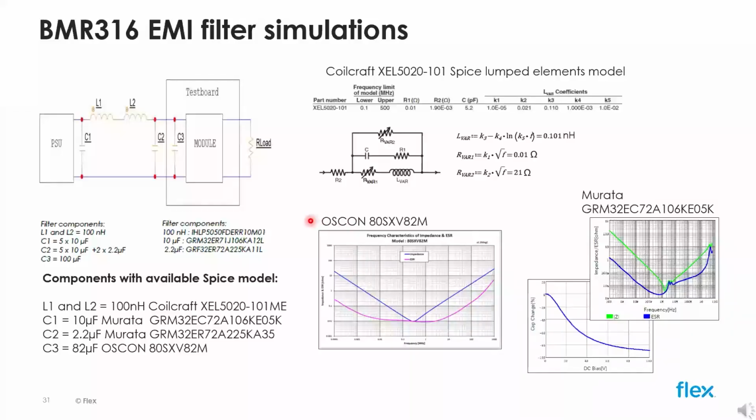This is a capacitor type we haven't explored yet. Oscon is a Panasonic trade name for a solid conductive polymer aluminum electrolytic capacitor. It has excellent temperature and frequency characteristic and very low ESR, making it suitable for power supply designs. Here you can see its impedance and ESR graph.